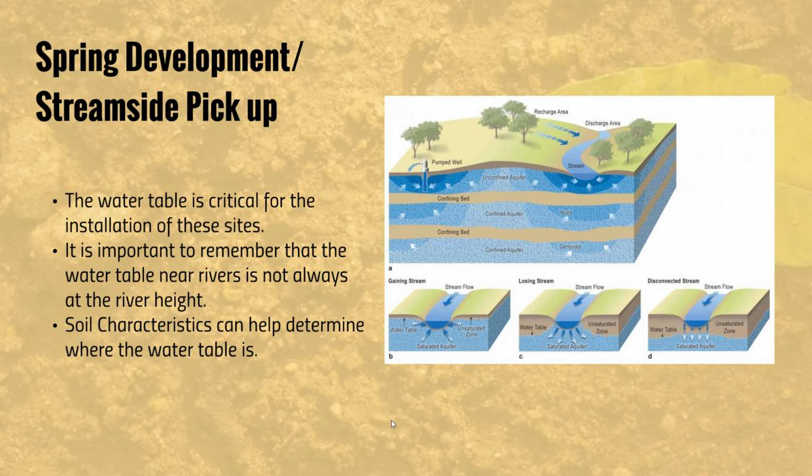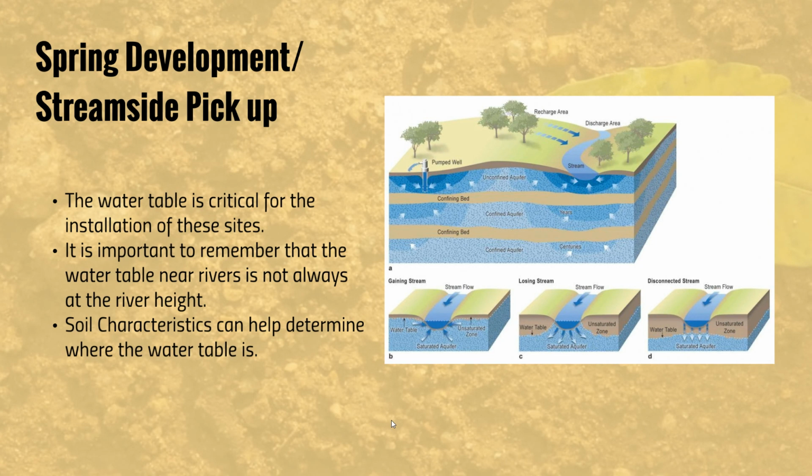As you can see in this picture here, we have 3 different types of streams that are common. You can have a gaining stream, where the water level is filling up the river. You can have a losing stream, where the river is actually feeding the water table, or you can have something called a disconnected stream, where you have water running on top of the surface, but the water table itself is not connected to the river itself.